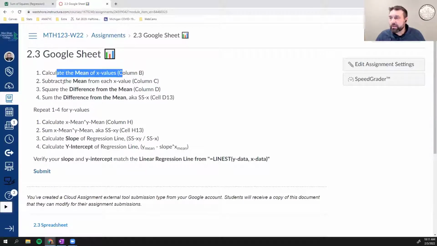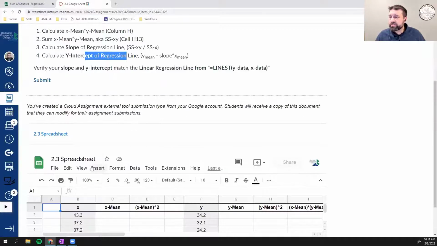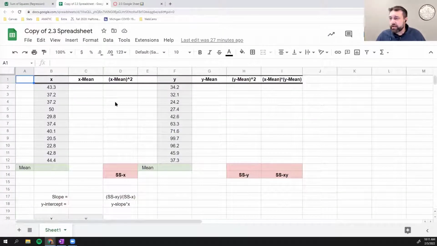Calculate the mean, subtract the mean from each x value, find the difference from the mean here, and then find the sum of the differences, and then repeat it for the y values. Then here's how you find the slope and the y-intercept, okay? So let's show you how this is done in Google Sheets. So I'm going to open up a Google Sheet. Here we are. And here's the data. Here's one data set, and here's another data set, okay?